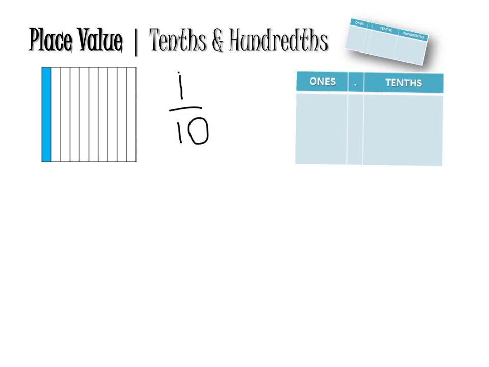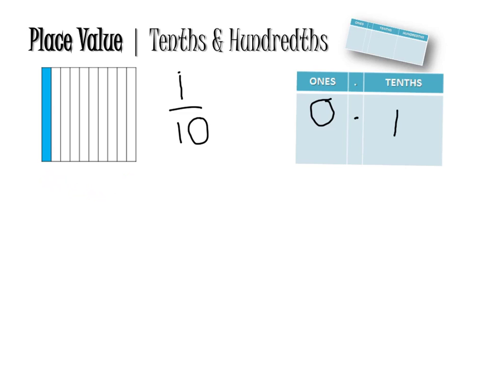1/10. I could also write it as a decimal. There are no wholes shaded, and I put my decimal point after that. Since there is 1/10 shaded, I will put this 1 behind the decimal point, which represents the tenths place. So this 1/10 is the same as this 1/10, and it's the same as this 1/10 over here.